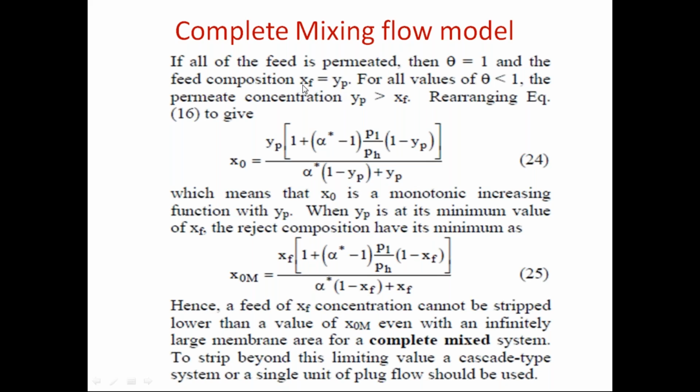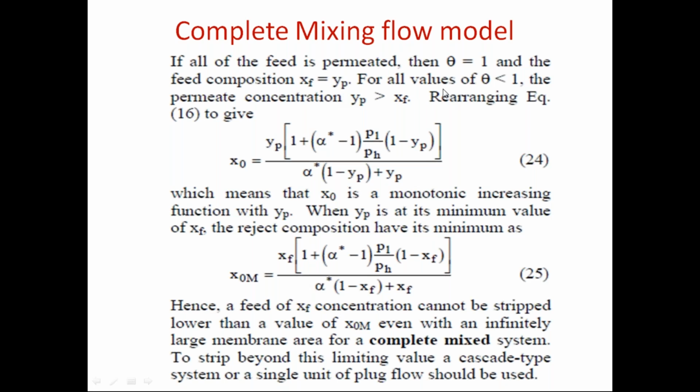The feed composition and product composition will be equal, because like in a total condenser condition, what will happen once the vapors are coming out from the distillation column, its composition will be Y1. So if all the vapors are condensed, then the condensate, that is the reflux which you are sending back, will also have the composition of the vapors which are leaving the distillation column. That is the total condenser condition. So Y1 is equal to X0. Similarly here, if all the feed is permeating through the membrane, then XF will be equal to YP.